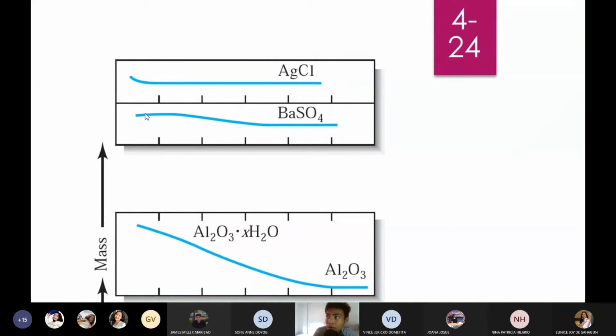Sa una, mababa lang yung changes sa mass kasi water lang nag-evaporate. Pero eventually, yung sulfate mo, masisira yan. Okay? So, masisira yung molecule na yan. Mag-evaporate yan from your precipitate. Ang matitira dyan ay barium oxide. So, ganun.